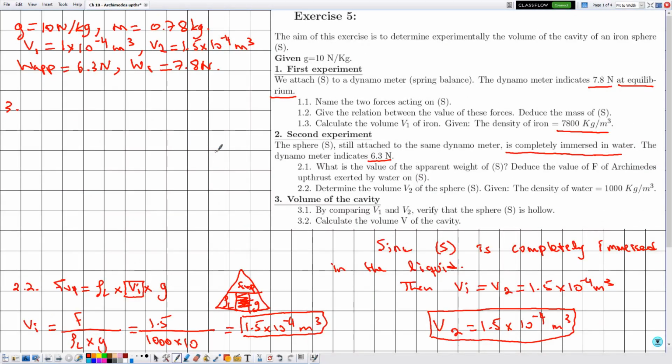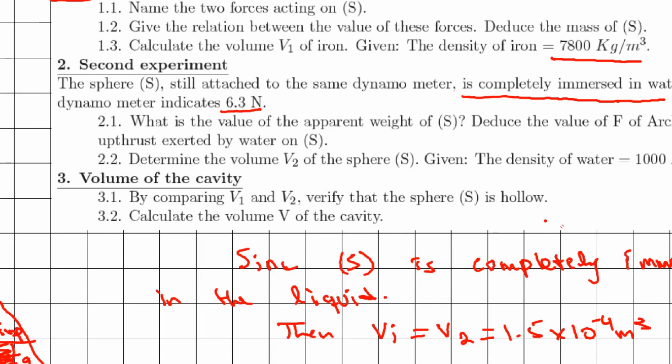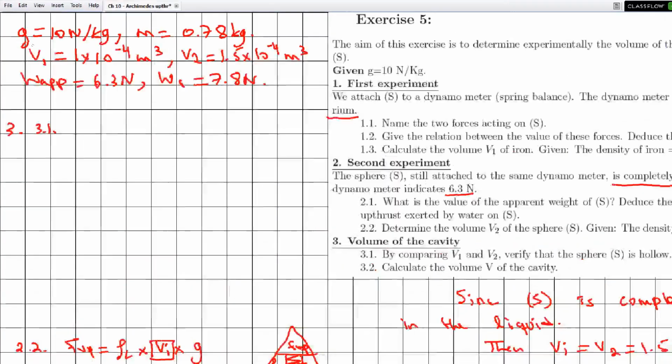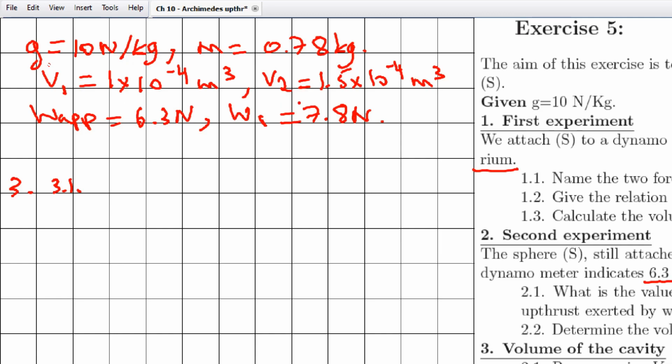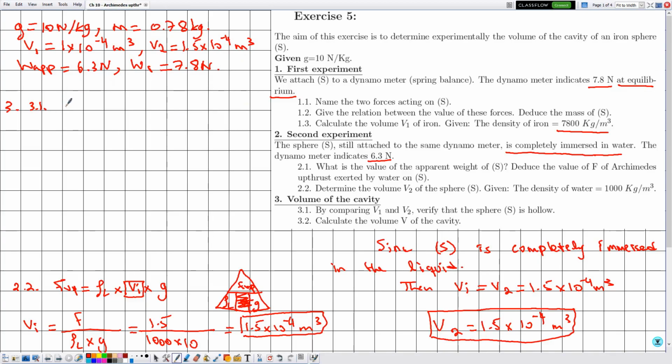Okay. Now in 3.1, by comparing V1 and V2, verify that the sphere S is hollow. And hollow means that there is a cavity, or that it is made up of a cavity. And by cavity, it means that it has an empty space. Now notice that V1 is given by 1 times 10 to the power minus 4 meter cube, whereas V2 is equal to 1.5 times 10 to the power minus 4 meter cube. So let's compare them first.